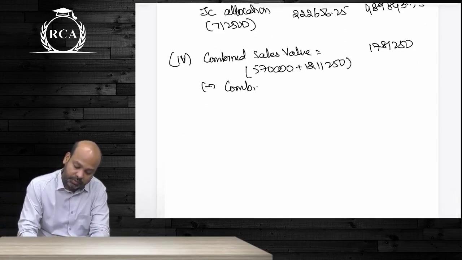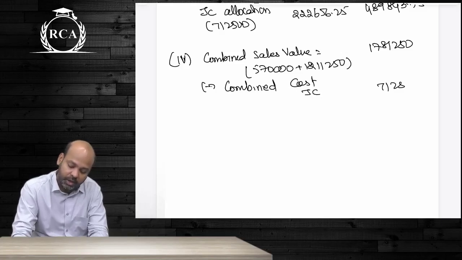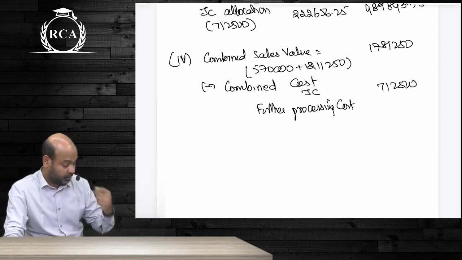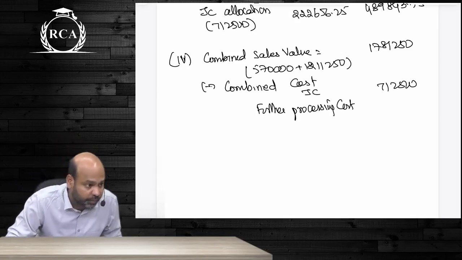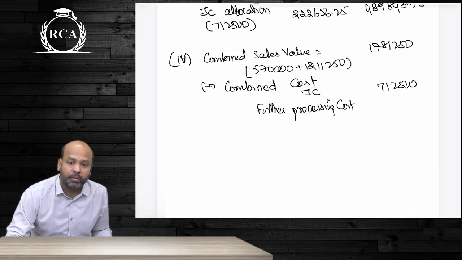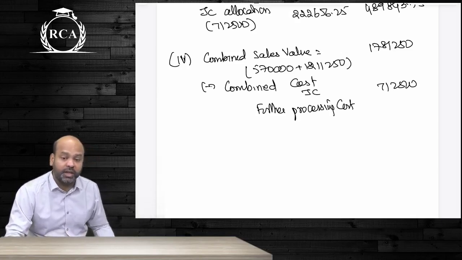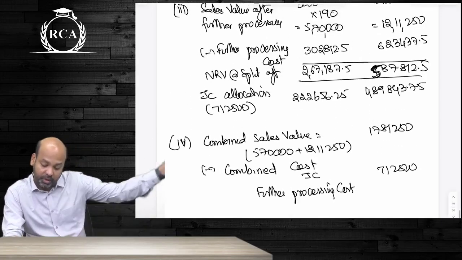Combined cost, total further processing cost, joint cost, तो मालूम है 7,12,500. Further processing cost, combined cost, दोनों मिला के बेटा. बोलो. इन दोनों का डिफरेंस नहीं, कंबाइंड कॉस्ट, फर्दर प्रोसेसिंग कॉस्ट मिलाना.